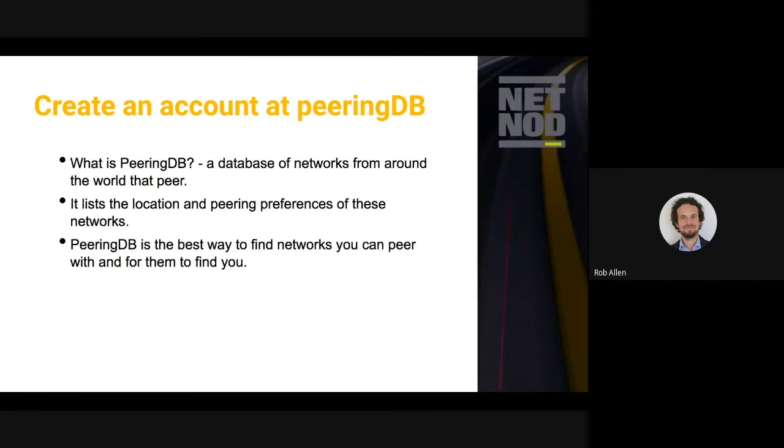Well, I think the first thing you should do is to make sure you have an up-to-date account at PeeringDB. PeeringDB is a database of networks from around the world that peer. It lists the location and peering preferences of these networks, and it's probably the best thing that you can do to find networks that you can peer with and for them to find you. It will significantly increase your chance of making good peering arrangements for your network.